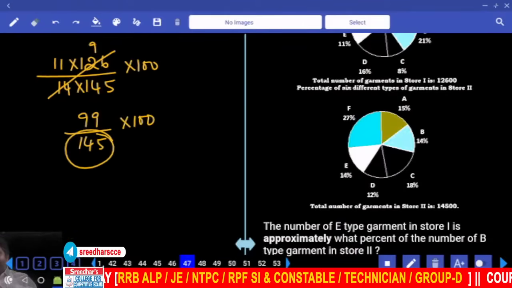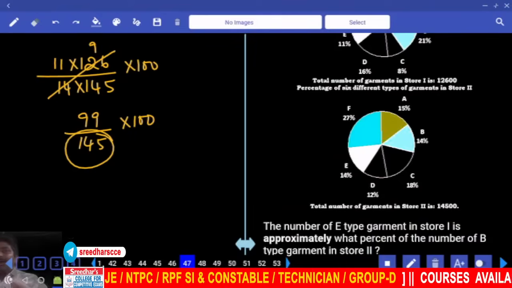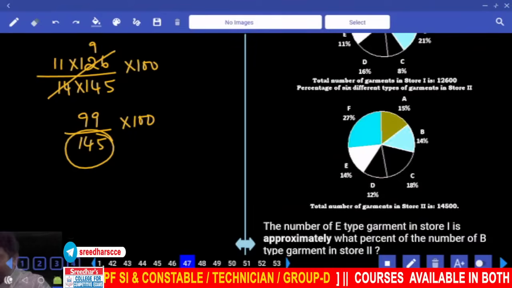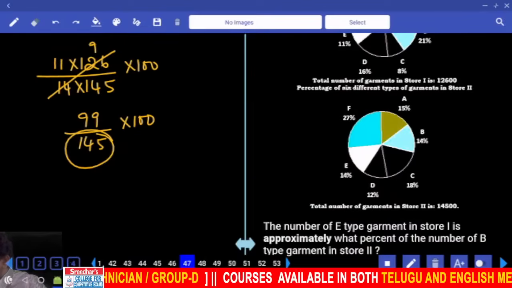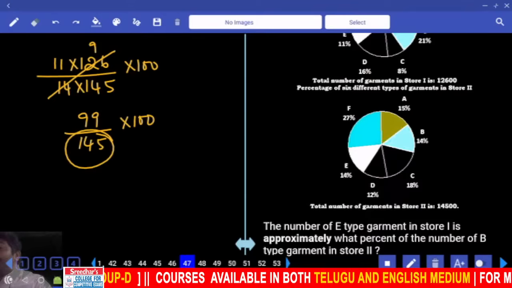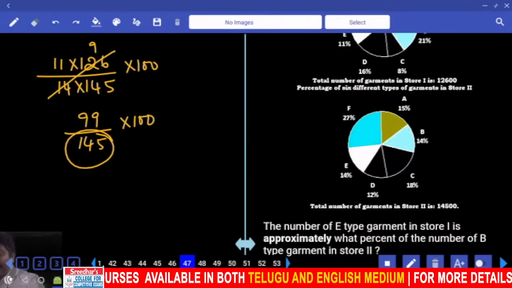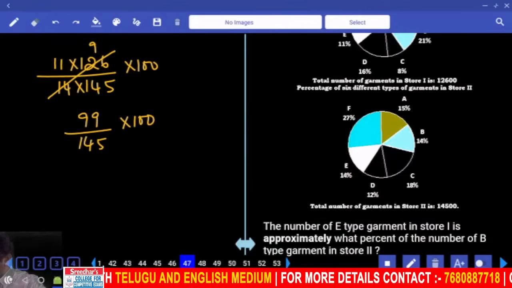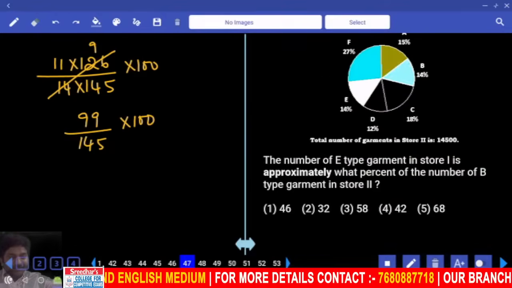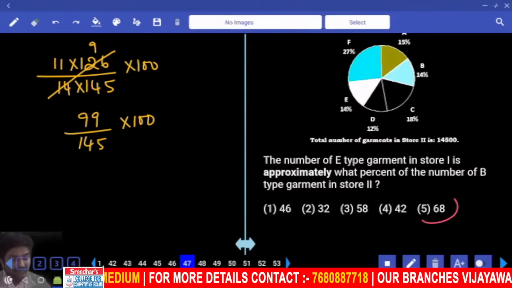What is 10% of the denominator? Approximate 15. What is 15 6 times? Our numerator is more than that. What is 15 7 times? 105, and numerator is less than that. So answer must be more than 60 but less than 70. When you go to options, how many do you see? Only one.